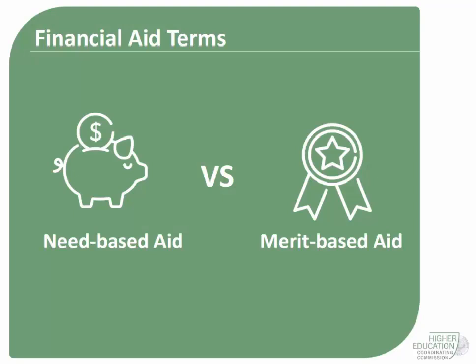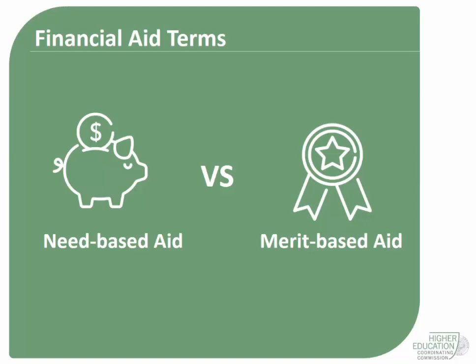First up, there are two common financial aid terms that you will hear. First is need-based aid, and the other is merit-based aid. Need-based aid is based on the expected family contribution that is provided by the FAFSA, the Free Application for Federal Student Aid, which we will talk about next. It is based on the amount of money that your family is able to contribute to your education.